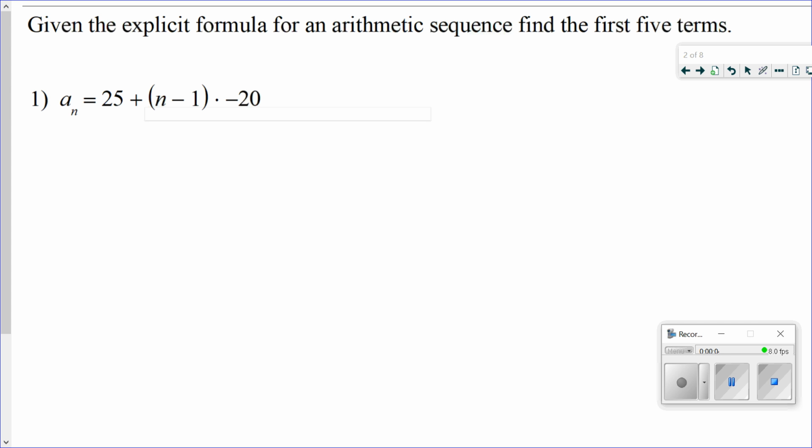Hello, thank you for checking out A1 Math, and today we're looking at using the explicit and recursive formula for finding the arithmetic sequence and using that to find the first 5 terms.